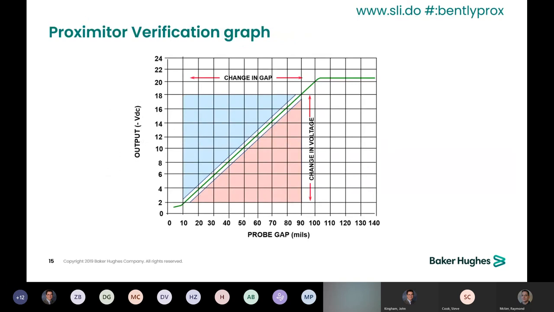Verification graph. Reviewing the graph on this slide, you can see the physical distance for the probe graph on the x-axis and the output voltage of the prox on the y-axis. The scale factor is the response of the transducer to the target in mils compared to the voltage resulting from the measurement. The slope of the curve is the scale factor.